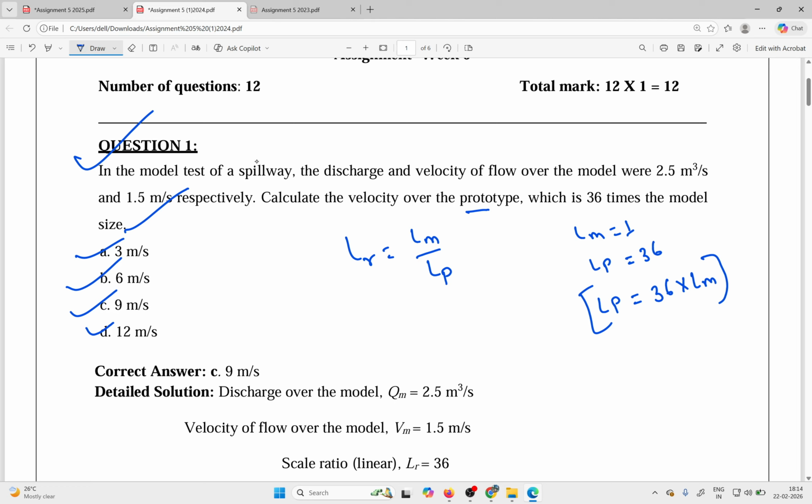We are discussing the spillway here, so again we'll use the Froude number similarity. Remember, please. Now you already know the velocity Vm is 1.5. You need to calculate the VR or V prototype. The formula for VR is equal to root LR. So Vm in the question is given.